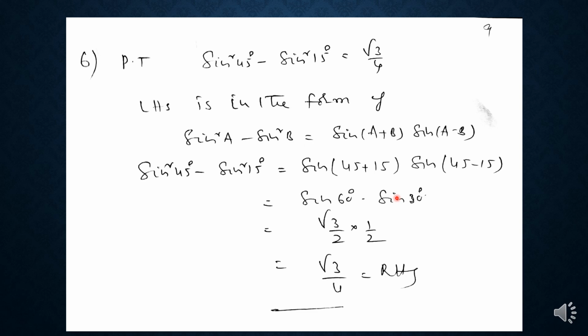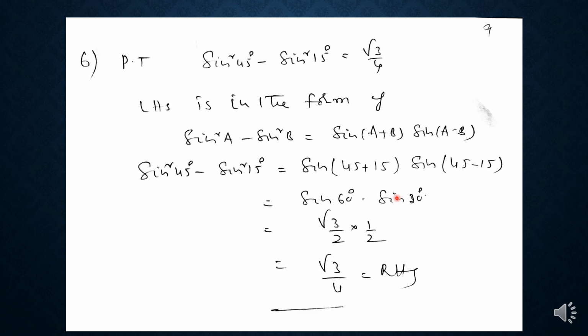So we learned some formulas in compound angles. What are the formulas we discussed in this class? Sine of A plus B, cos of A plus B, tan of A plus B, cot of A plus B, and also A minus B. What is sine of A plus B? Sin A into cos B plus cos A into sin B. What is sine of A minus B? Sine of A minus B is sin A into cos B minus cos A into sin B.